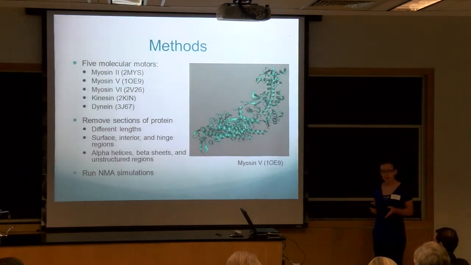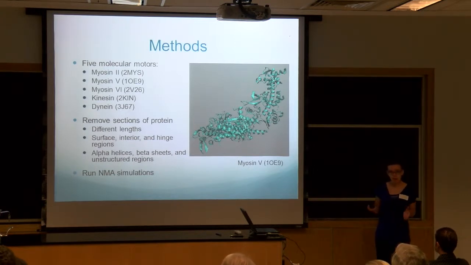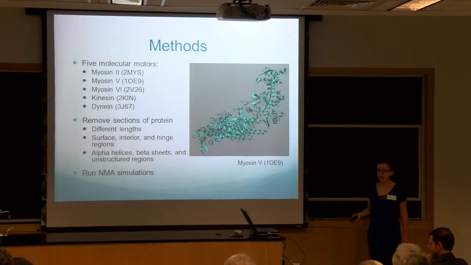To look at the robustness of NMA, I took 5 molecular motors, 3 myosins, a kinesin, and a dynein, and I removed different sections of the protein. I tried to take sections of different lengths, and I also looked at different regions. For instance, the surface regions that you see on the outsides here, some from the inside, and then also some out from the hinge regions, which is basically where the protein is going to change when it changes conformation. I also looked at different kinds of structures of protein. For instance, alpha helices, you can see an example here, beta sheets, as you can see up here, and then unstructured regions in that area. And I ran NMA simulations on those.